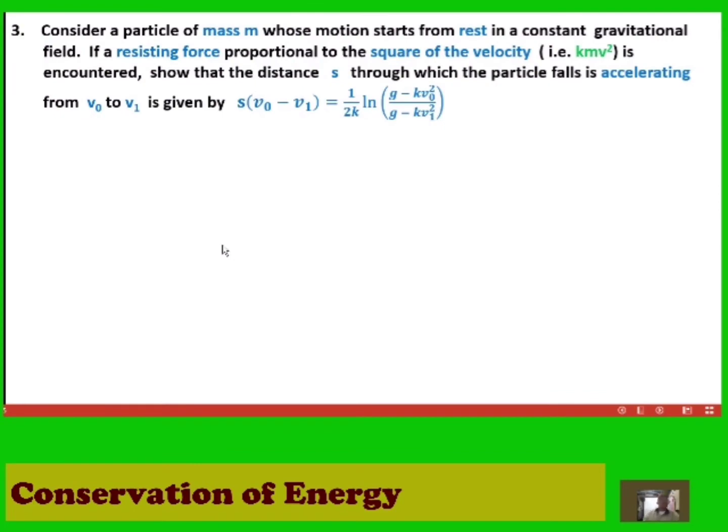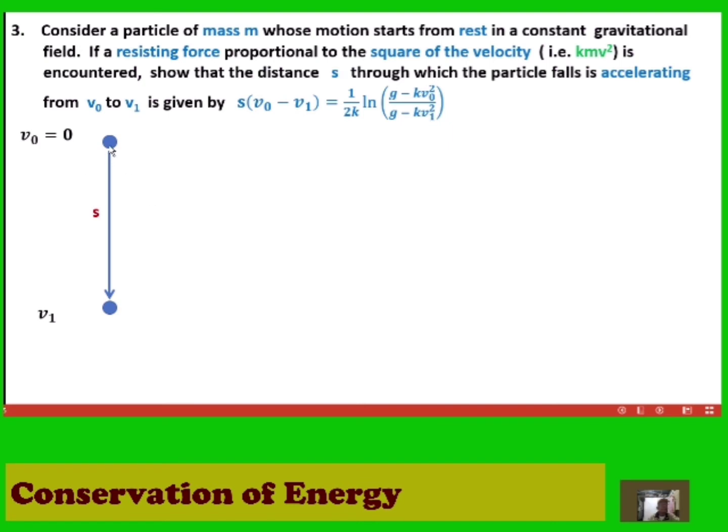Problem number 3. Consider a particle of mass m whose motion starts from rest in a constant gravitational field. If a resisting force proportional to the square of the velocity, that is kmv squared, is encountered, show that the distance s through which the particle falls while accelerating from v sub 0 to v sub 1 is given by s equals 1 over 2k times ln of quantity g minus kv_0 squared all over g minus kv_1 squared.